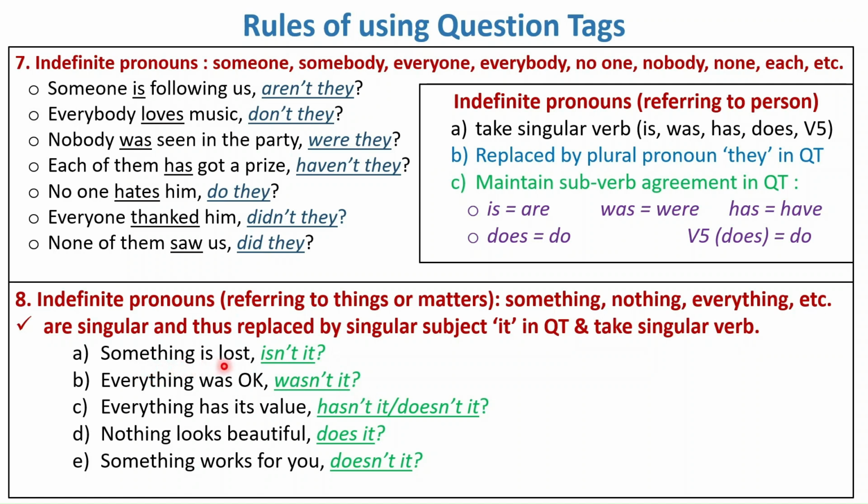Something is lost, isn't it? Everything was okay, wasn't it? Everything has its value. This is possession. Hasn't it or doesn't it? Nothing looks beautiful. Negative sir, nothing. Nothing looks beautiful. Does it? Something walks for you. Doesn't it?